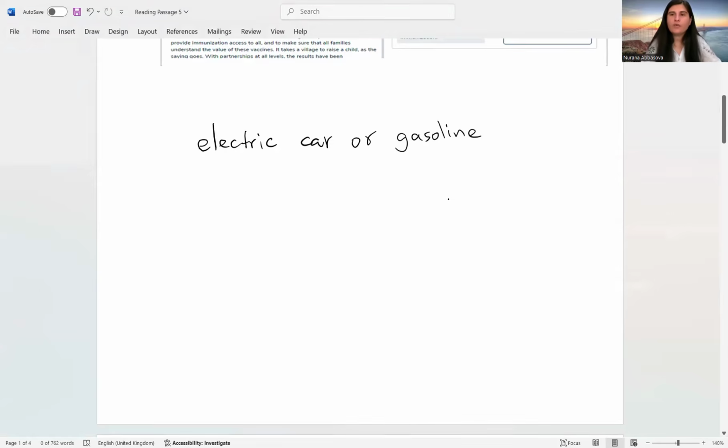I prefer electric one. This is a bad answer because, first of all, you repeated the word from the question. Change it into another word. Prefer can be what? Any ideas? In speaking, what can we say instead of prefer? Guys, can you help me in the Q&A box?